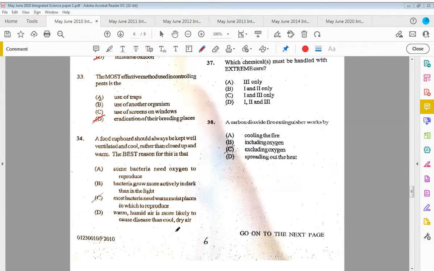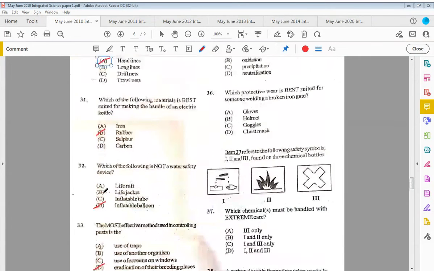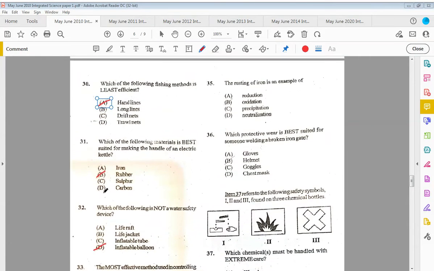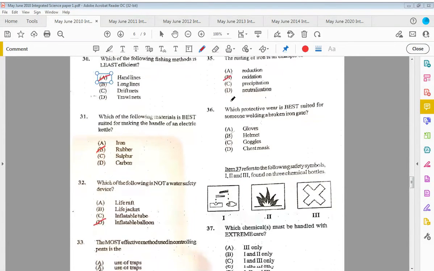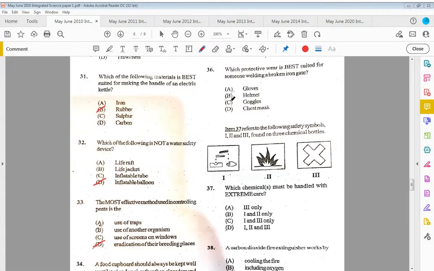34. A food cupboard should always be kept well ventilated and cool rather than closed up and warm. And the best reason for this is C. Most bacteria need warm, moist places in which they reproduce. 35. The rusting of iron is an example of B, oxidation.